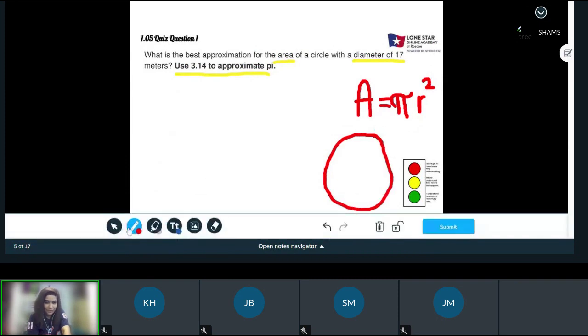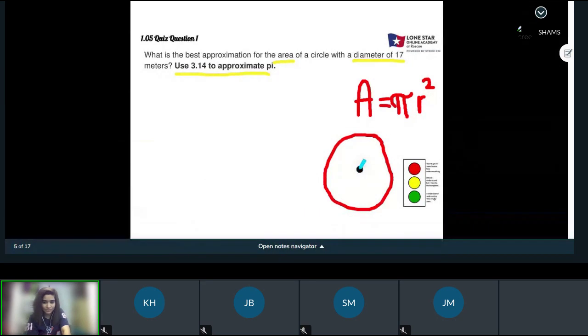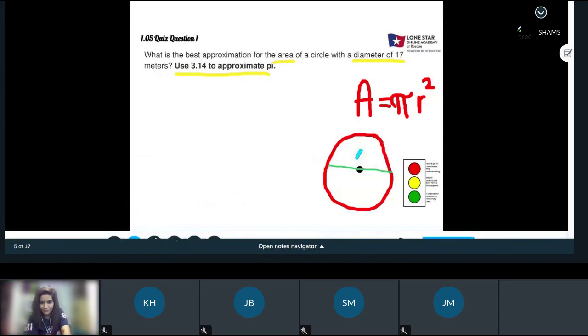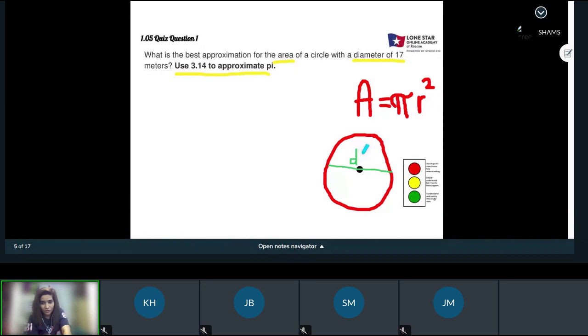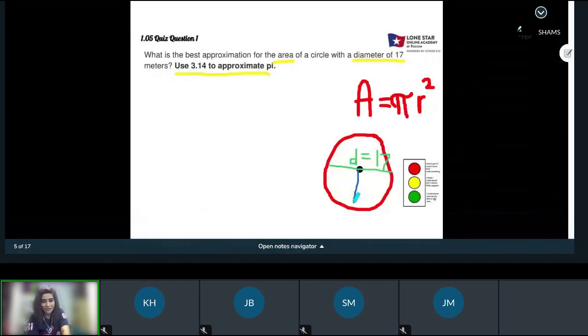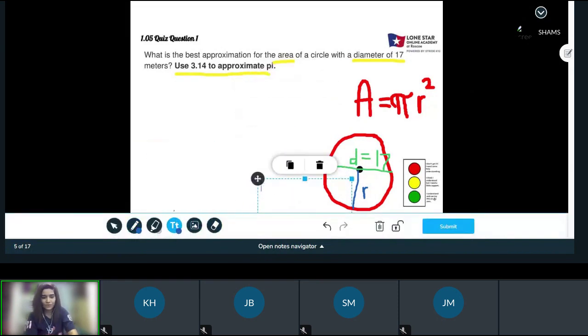I'm going to mark my center and see what information is given to me. I know diameter is given to me. Diameter has to be 17. If I look at the formula, it doesn't have a D, diameter. Formula has R. It is important for me to find R because the formula has R in it. To find radius, I will divide diameter by 2.